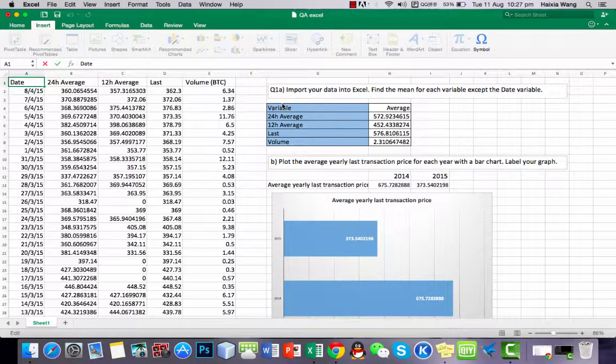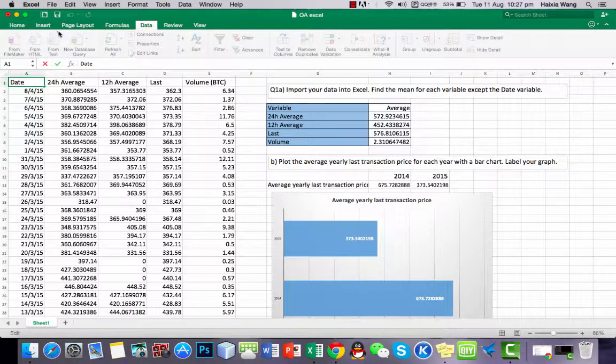Firstly, I import the data. I copy paste all the data from Olive into a notepad. Then I press data. Then I press from text. Then this is what I get.